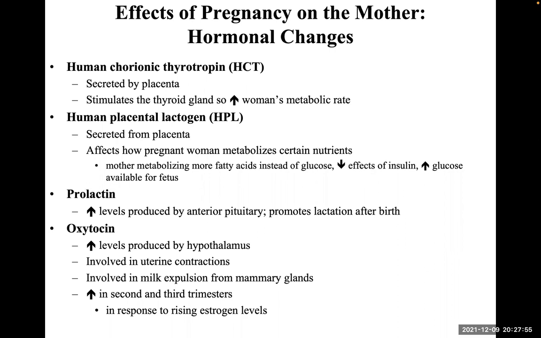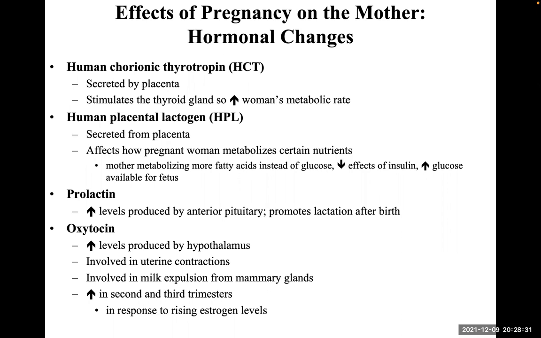HPL also allows the pregnant woman to use other macromolecules more efficiently to make ATP. So pregnant women can utilize fatty acids more efficiently than non-pregnant women. Like I said, it importantly increases blood glucose levels, so it makes more glucose available for embryo and fetal growth. But like anything, if that goes awry, or if that doesn't stay within the realm of homeostasis, it can be problematic both for the developing fetus and for the mother.